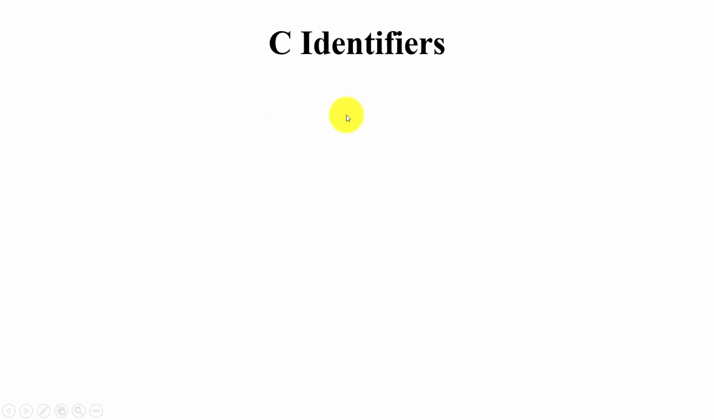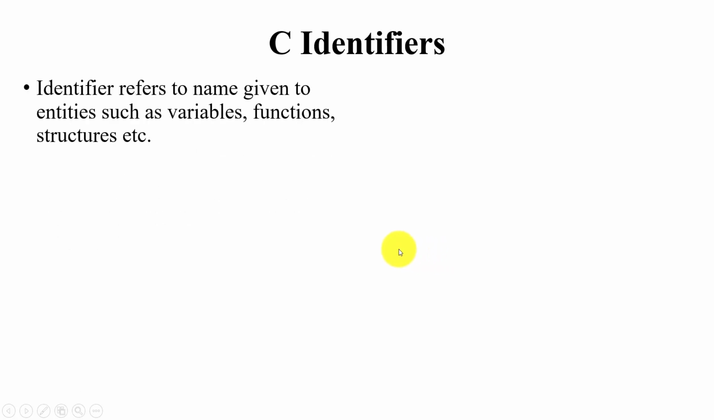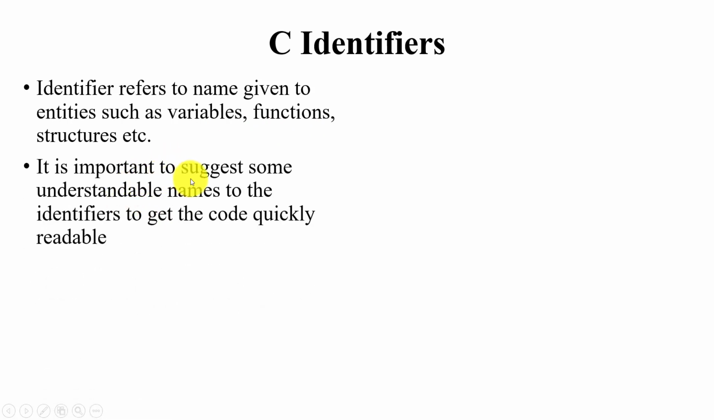Now let's understand what an identifier is. The name itself suggests it gives identity. It refers to the name of an entity such as a variable, function, structure, etc. It's very important to choose an understandable name. While writing any kind of program, there must be an identity, a name given to a particular variable, function, structure or class. So identifiers make the code quickly and very readable.